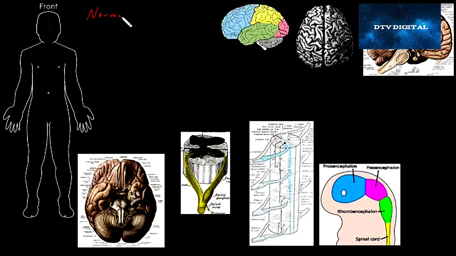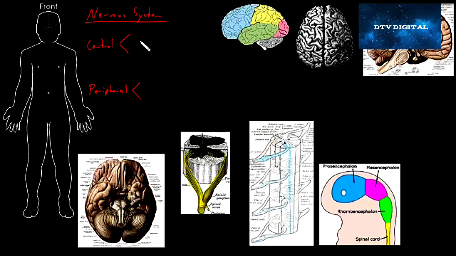of the nervous system. And the nervous system is divided into two main structural parts. The first is called the central nervous system, and the second is called the peripheral nervous system. Central and peripheral, and both of those are themselves divided into two main parts.